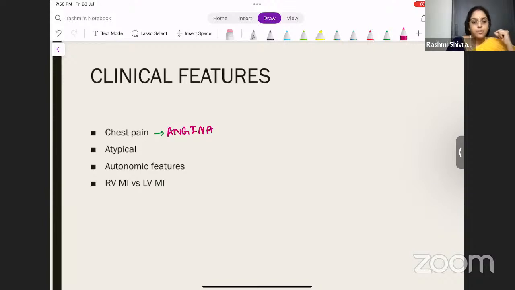Okay, and most important, where is it getting radiated? Radiation is very, very important. We all know, even a common man knows, when the left arm pains, he will say that I have to go get an ECG done. Okay, why does this happen?